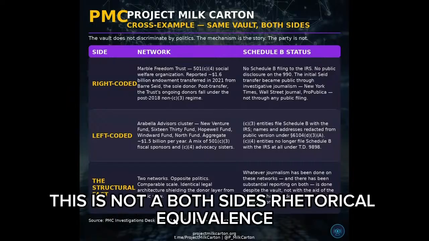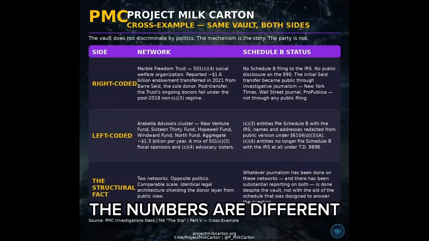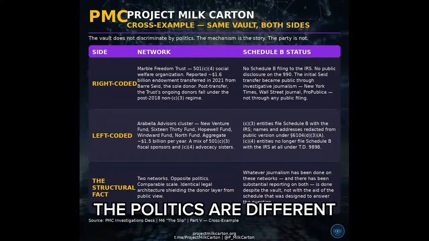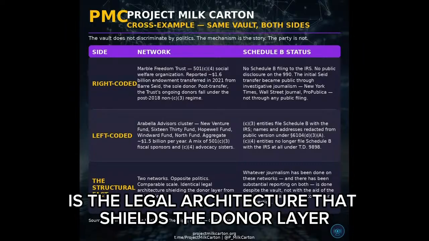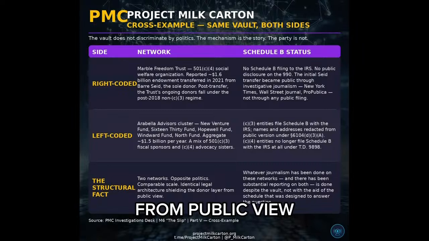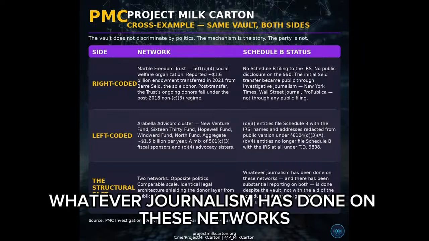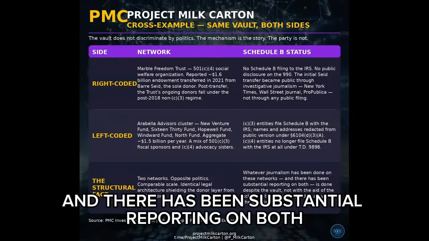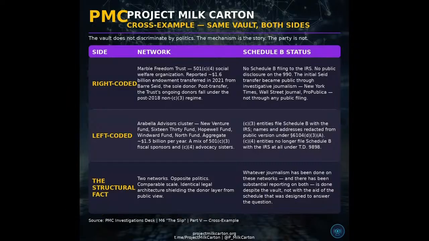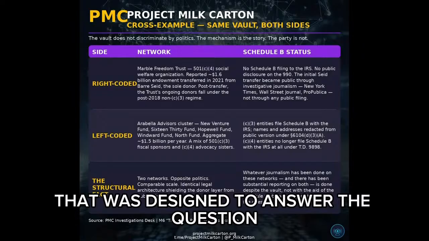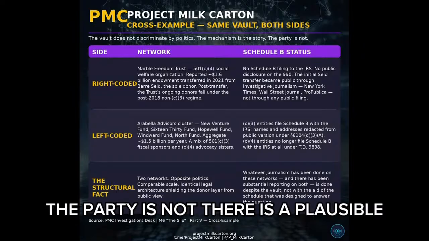This is not a both sides rhetorical equivalence. The numbers are different, the missions are different, the politics are different. What is identical is the legal architecture that shields the donor layer from public view. Whatever journalism is done on these networks, and there has been substantial reporting on both, is done despite the vault, not with the aid of the schedule that was designed to answer the question. The mechanism is the story, the party is not.